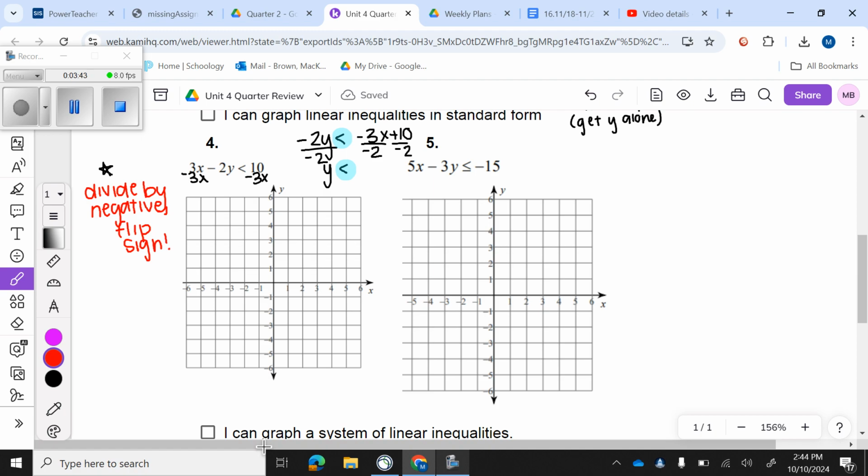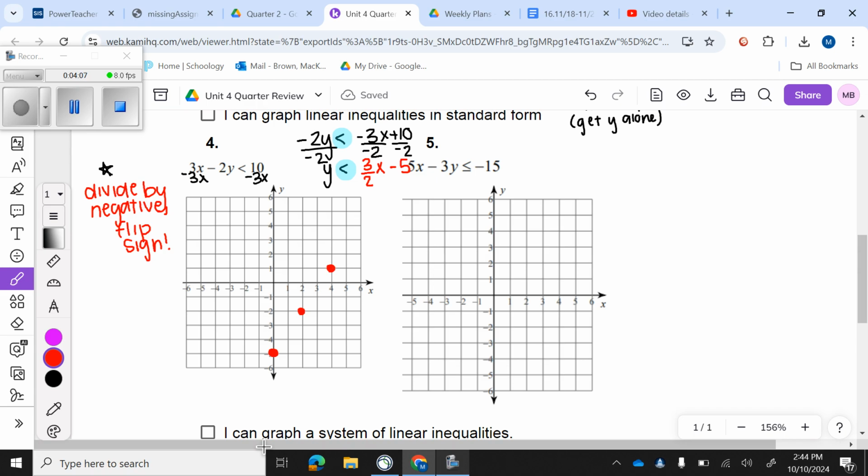All right, so now I've got y is less than, and then this is going to be a negative divided by a negative is a positive. I'm going to leave it as a fraction because I like my slope as a fraction. And then 10 divided by negative 2 is negative 5. So I'm going to go to my y-intercept of negative 5. My slope is 3 over 2, so I'm going to go up 3, right 2, because this line is increasing.